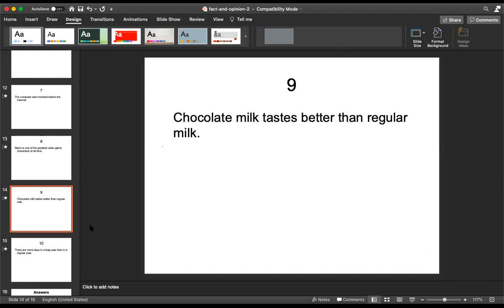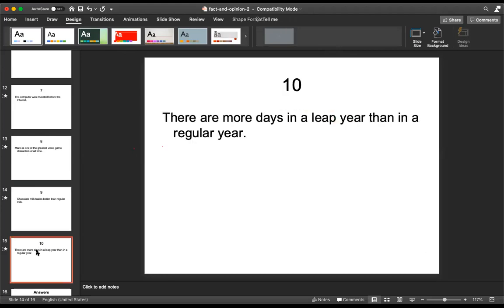Chocolate milk tastes better than regular milk. Opinion. Yeah, this is the key word there, better. I think it's truthful, it gives it some flavor, but that's not true for everybody.